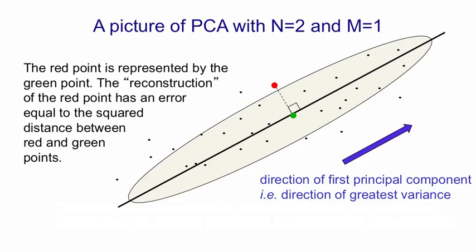And so the loss in the reconstruction will be the squared difference between the red point and the green point. That is, we'll have lost the difference between the data point and the mean value of all the data in the direction we're not representing, which is the direction of least variance. And so we'll obviously have minimized our loss if we choose to ignore the direction of least variance.